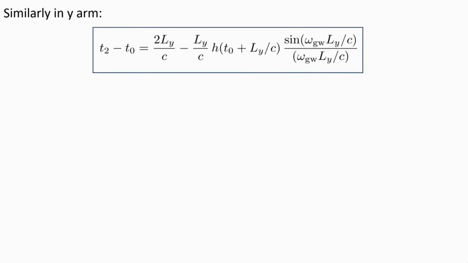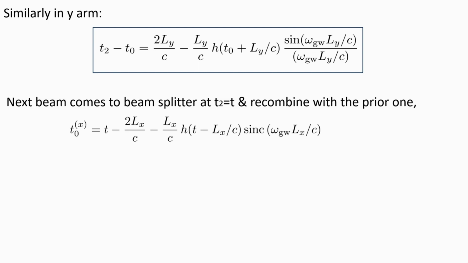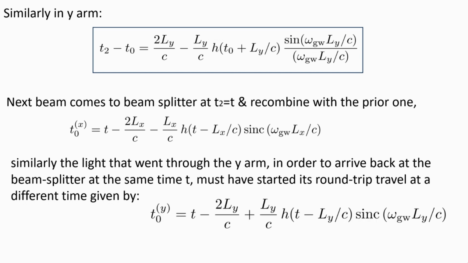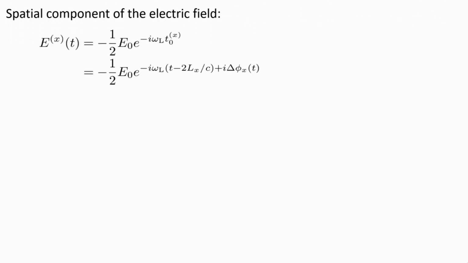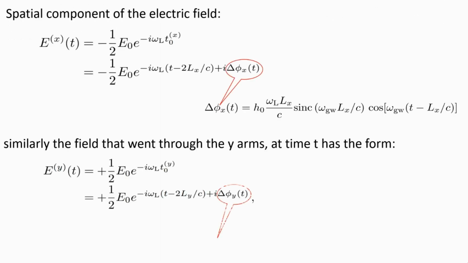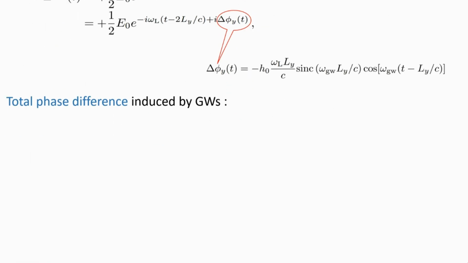And by knowing two time instances, that is when it returns to the beam splitter for the X arm and Y arm, we can calculate the electric field for the X arm and Y arm respectively. Okay, now there are two phase differences we are observing in those E_X and E_Y terms. As you can see, they are actually the phase differences introduced by the gravitational waves. So there is a total phase difference called delta phi MC.